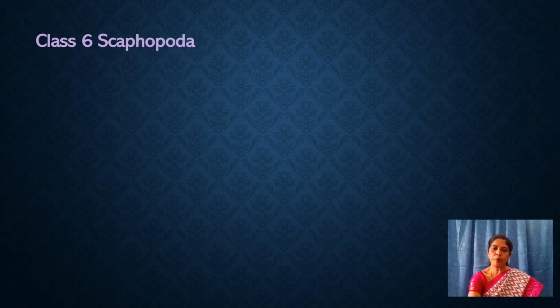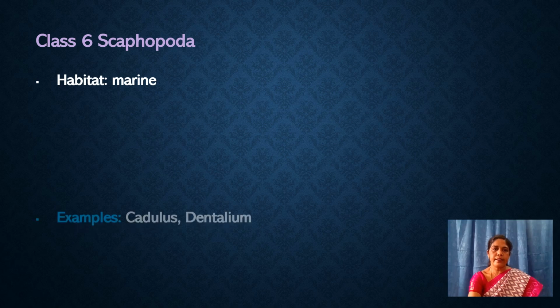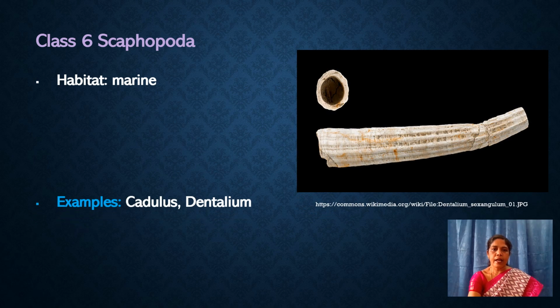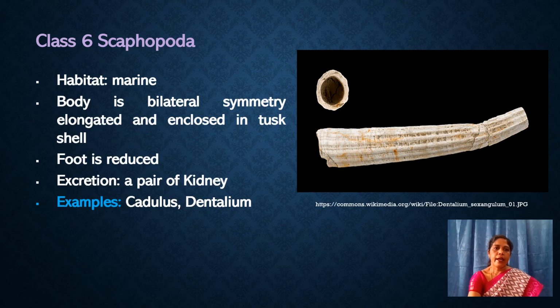Class 6 is Scaphopoda. They are mostly marine organisms in this class. Some examples are Dentalium, Cadulus, etc. And body is bilaterally symmetrical, elongated and enclosed in a tusk shell-like structure in these organisms. Foot is reduced and excretion happens by a pair of kidneys.